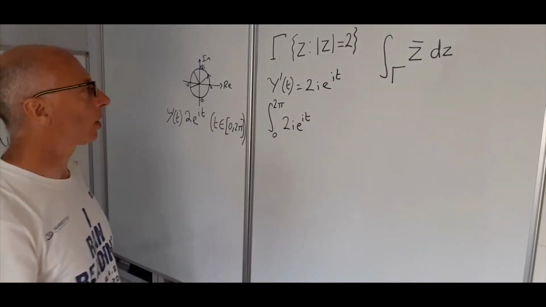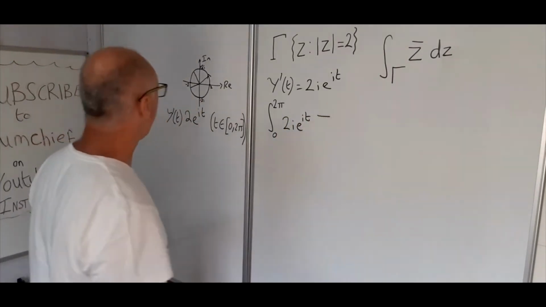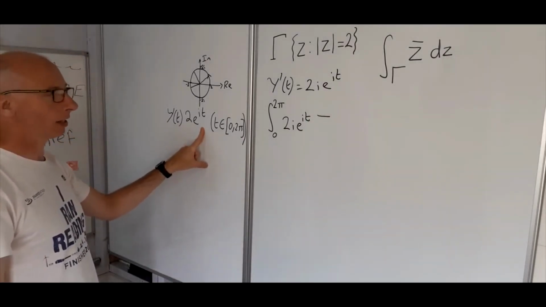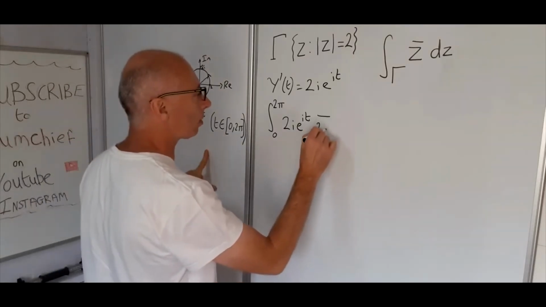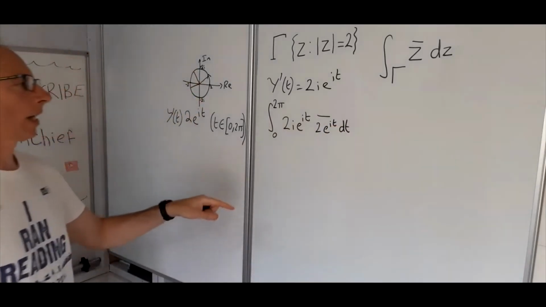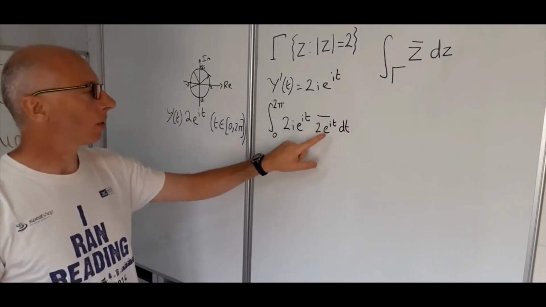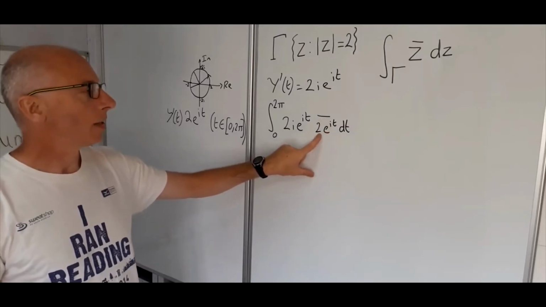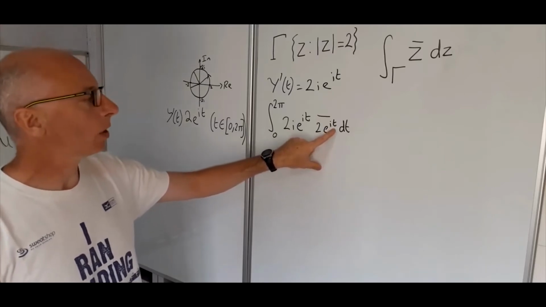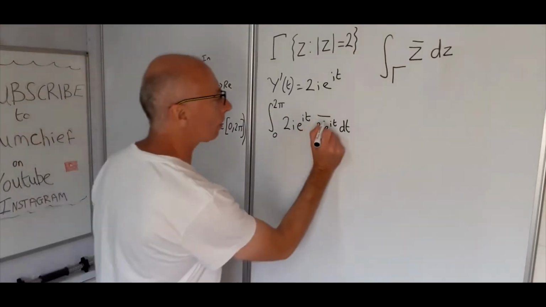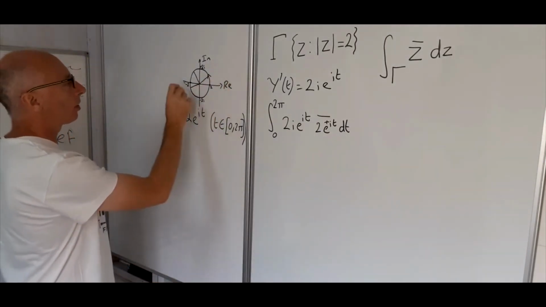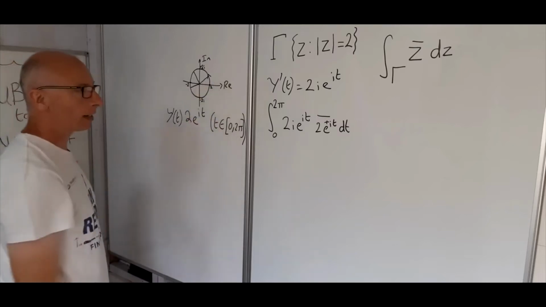And then what we do is we take the conjugate of the original. So 2e to the it becomes 2e to the minus it. So I write that here as 2e to the minus it and then dt. When we take the conjugate of any complex number, the real part stays the same, and for the imaginary part, we flip the sign. So here we'd have a positive, so that becomes a negative. So basically it's just a reflection in the real axis.